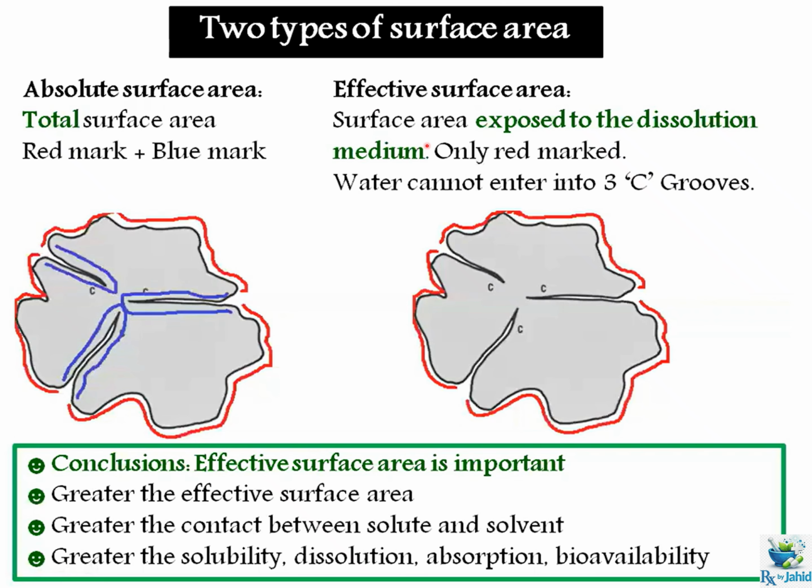But if we talk about the effective surface area, then the surface area exposed to the dissolution medium would be the effective surface area. The red surface would be the effective surface area because it is actually in contact with the dissolution medium, that is water. But water cannot easily enter the other surface area. Effective surface area will ultimately determine the overall dissolution of the drug. So in conclusion, effective surface area is important. The greater the effective surface area, the greater the contact between the solute and solvent, and the greater the solubility, dissolution, absorption, and bioavailability.